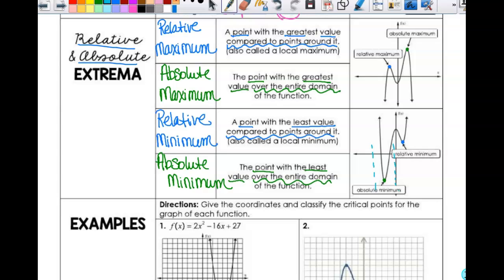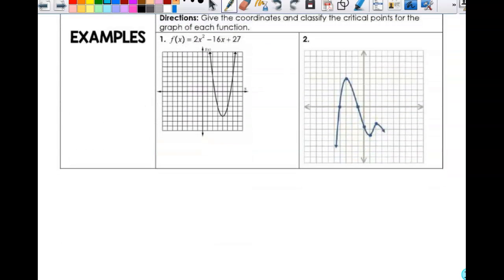Does that make sense? So if I asked you, because these are the kinds of questions that are going to be on Delta Math, how many absolute minimums are there on this graph? There's one. How many relative minimums are on this graph? The answer is 2, because there's this one, and then that counts as a relative also, because it's both. Okay, makes sense to you? All right, any questions at this point? All right, so then this says, give the coordinates and classify the critical points for the graph of each function. Okay, so on number 1, how many critical points do I have?